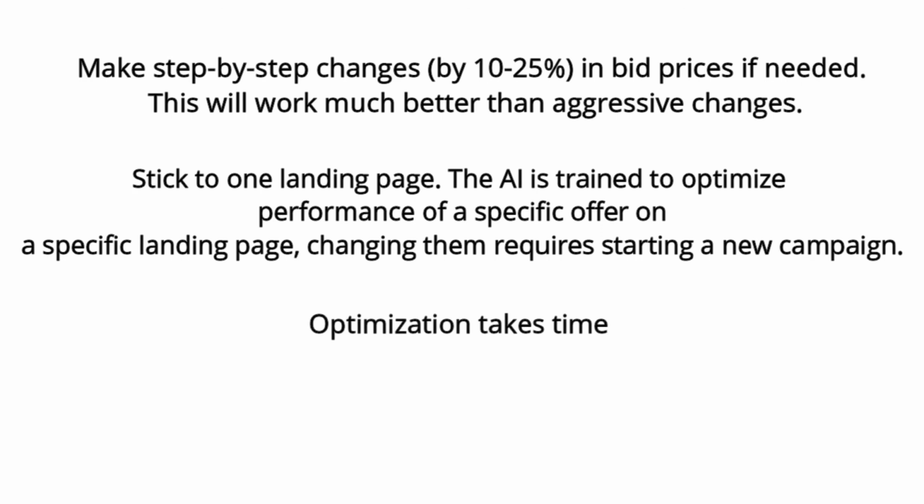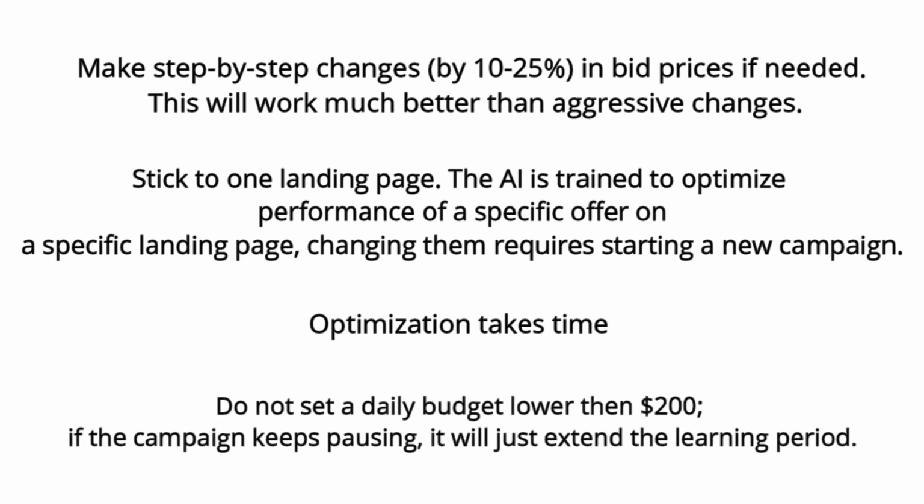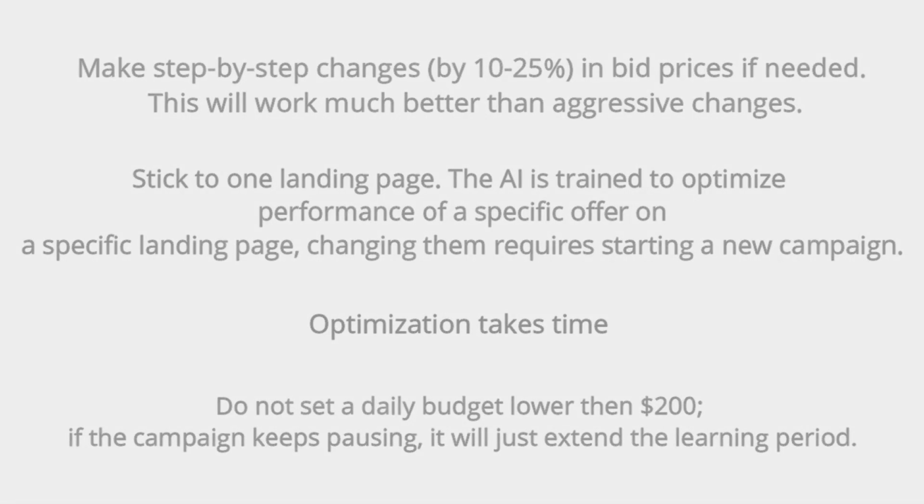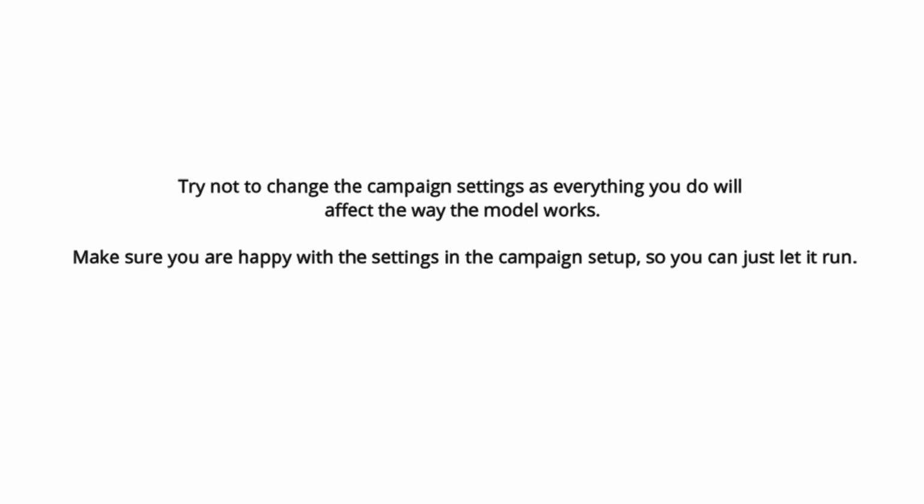Do not set a daily budget lower than $200. If the campaign keeps pausing, it will just extend the learning period. And try not to change the campaign settings, as everything you do will affect the way the model works. Make sure you're happy with the settings in the campaign setup, and then just let it run.